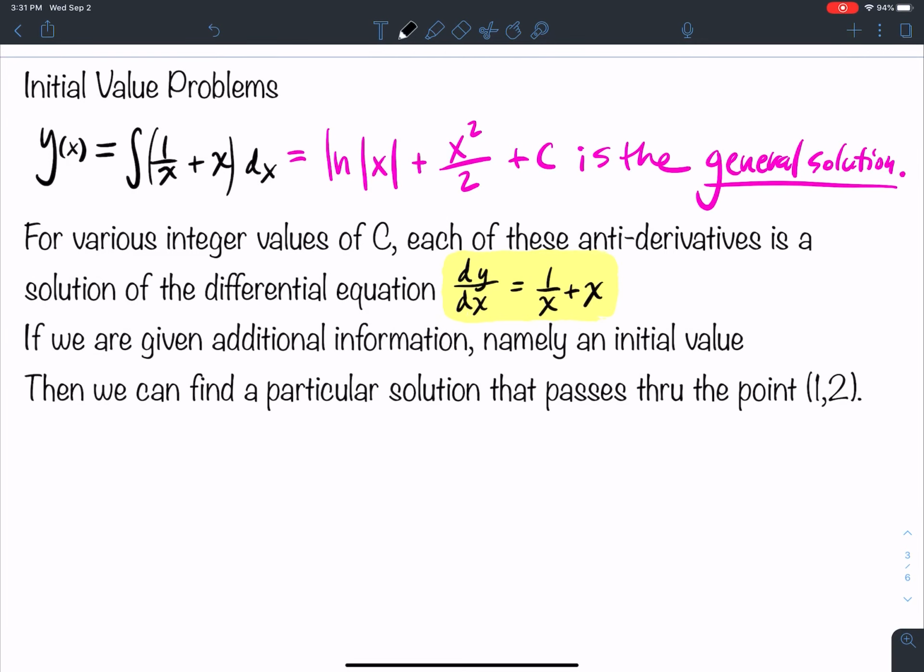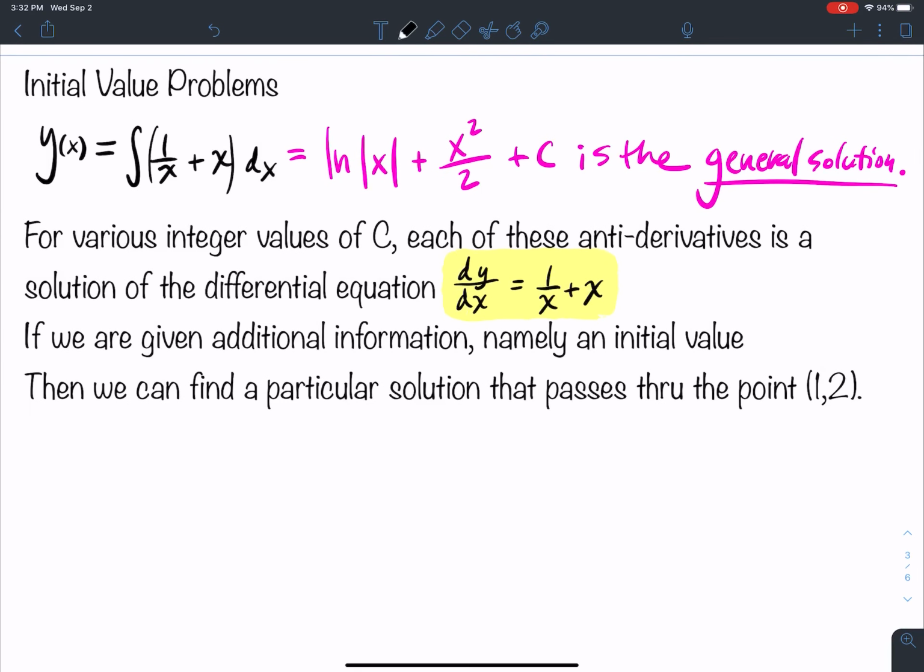So dy dx equals 1 over x plus x, all right? Now, if we are given additional information, namely an initial value, then we can find a particular solution that passes through the point 1 comma 2. Now 1 comma 2, what that means is the x value is 1 and the y value, the output, is 2 here. It's implicitly understood that I input an x of 1 and it outputs a y of 2. So this gives me a particular solution. The particular solution passes through 1 point.